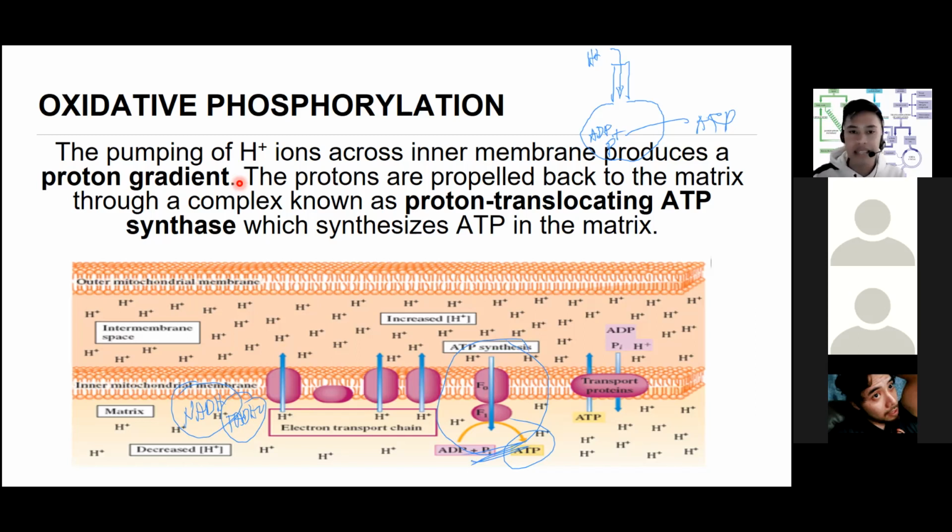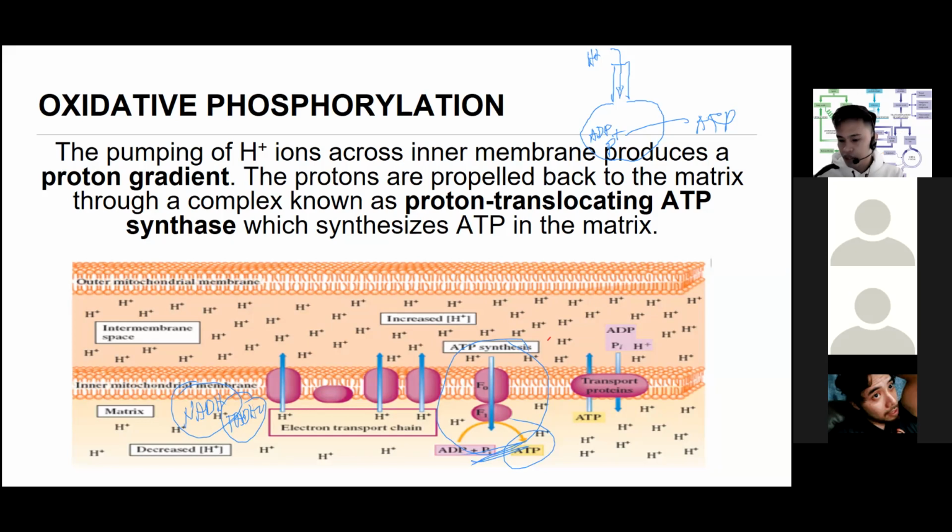Class, am I making sense here? So as electrons move along the electron transport chain, it allows hydrogen ions to be pumped into the intermembrane space. Electrons themselves are not pumped. I will again illustrate it on my own.